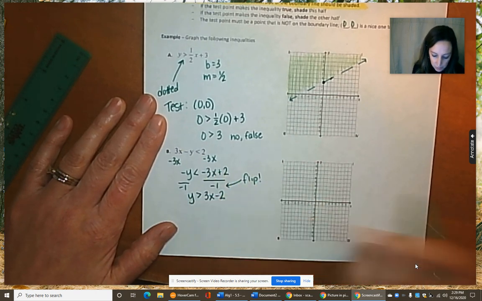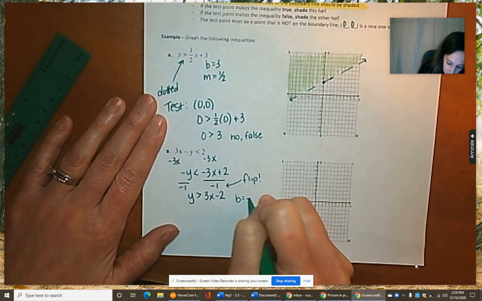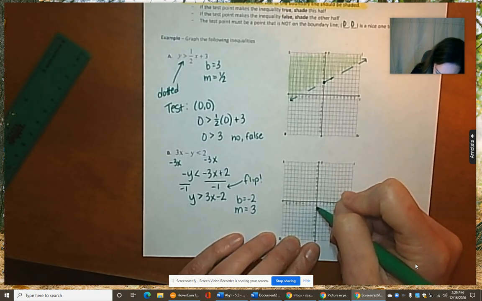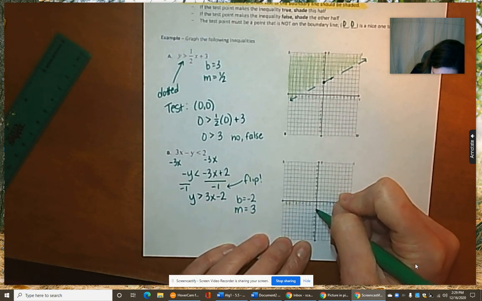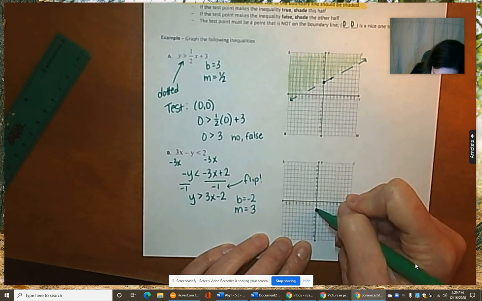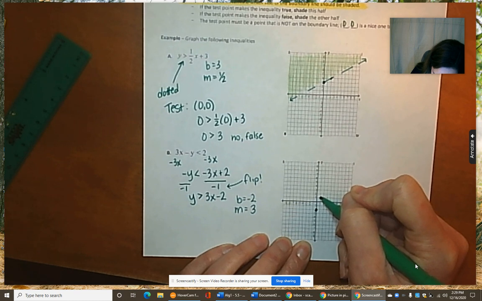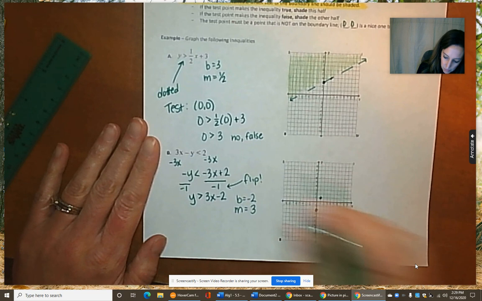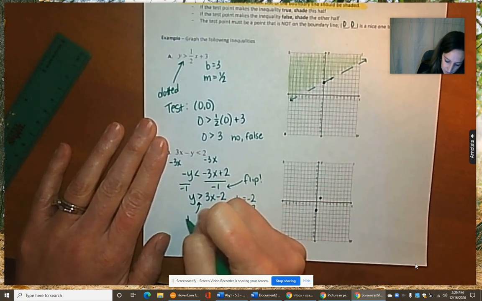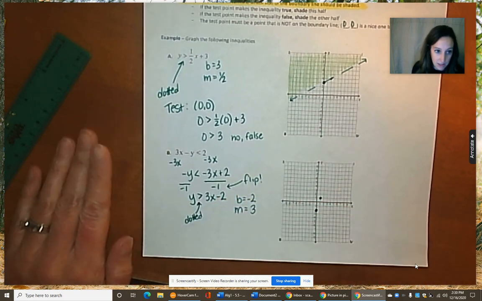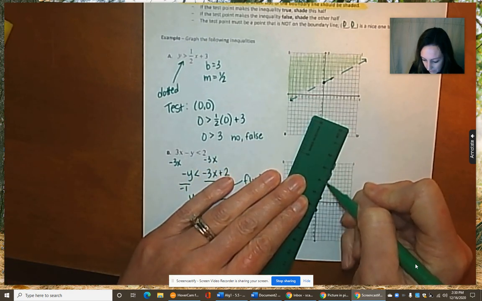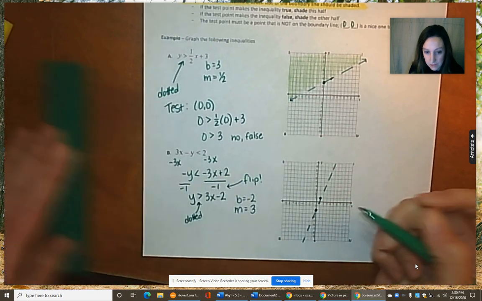And this is what I have to plot. So my b will be -2. My slope will be 3. Okay. So here's my b at -2. Rise over run is up 3. 1, 2, 3 over 1. Is my line going to be dotted or solid? Well, this right here tells me that it's dotted, because it's not equal to. So when I do this boundary line, it's dotted.